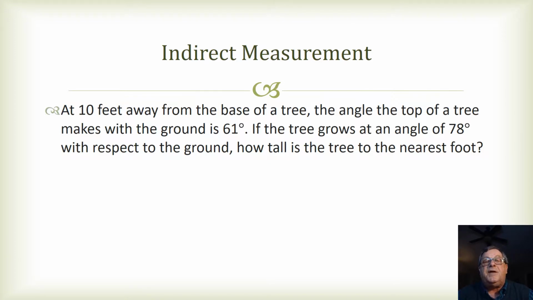It says at 10 feet away from the base of a tree, the angle the top of a tree makes with the ground is 61 degrees. If the tree grows at an angle of 78 degrees with respect to the ground, how tall is the tree to the nearest foot?